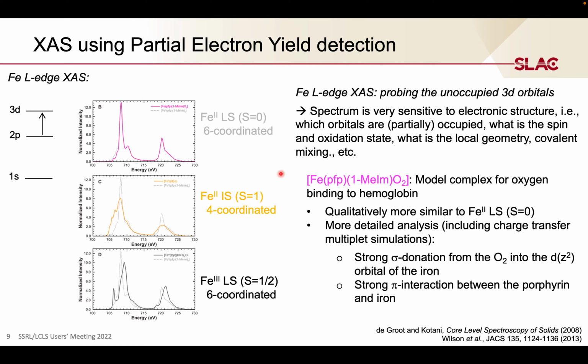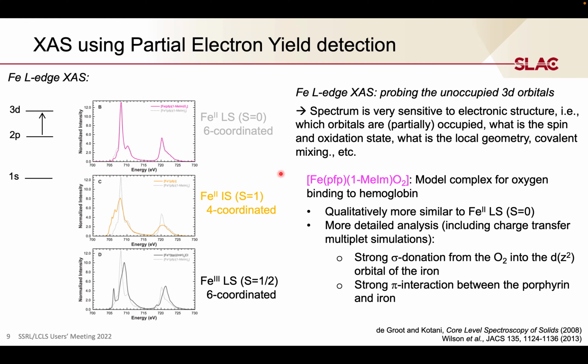You can do some more detailed analysis using, for example, codes like multiplet calculations that include charge transfer, using the VBCI model, which is the valence bond configuration interaction model. Or actually these days there are also quite sophisticated methods using ab initio calculations. They can calculate L edges relatively well.